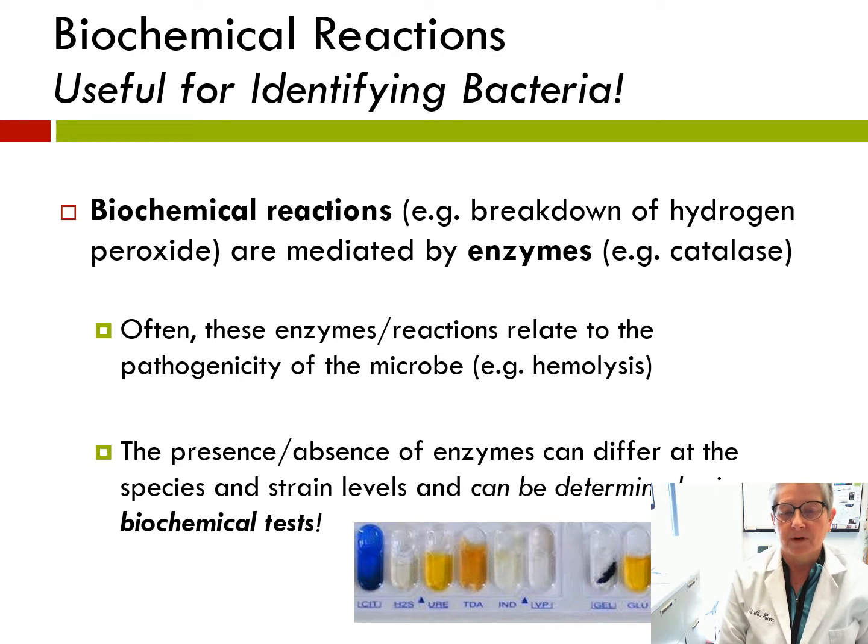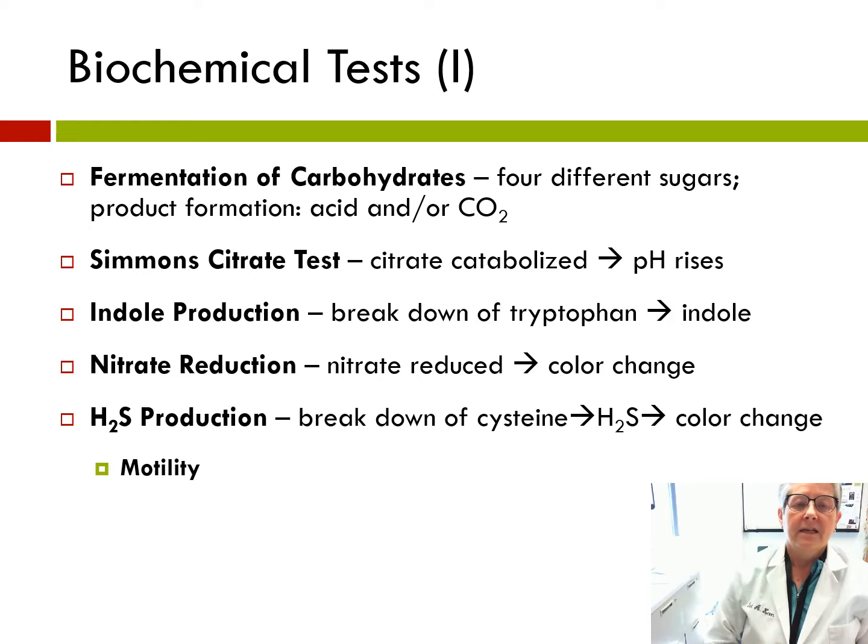So the absence or presence of these enzymes can differ at the species and even the strain level, but they can be determined by doing biochemical tests, and that's what we'll be doing in the next couple of weeks. Specifically in this lab, we'll be looking at the fermentation of carbohydrates, and we'll use 4 different sugars. Can this bacteria, your pet, ferment glucose, maltose, lactose, or sucrose? And if it can, there can be 2 end results: the production of acids and or the production of CO2. So we'll do a test to look at that.